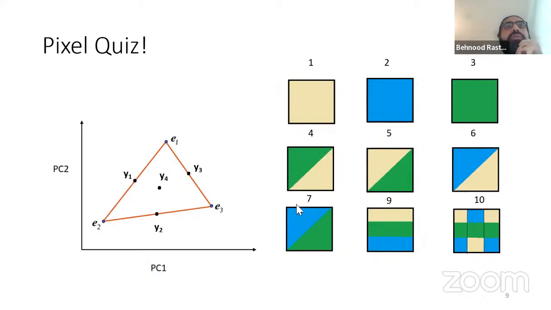So they're saying pixel 4 is Y3. So it's correct. So as you see, this is almost 50% of these two materials involved in this pixel. And pixel 5. Okay. Nobody is answering pixel 5. Yeah, pixel 5 is Y3 as well. Okay. Yeah, that's true. Pixel 6.